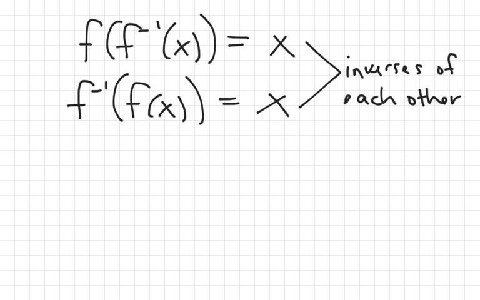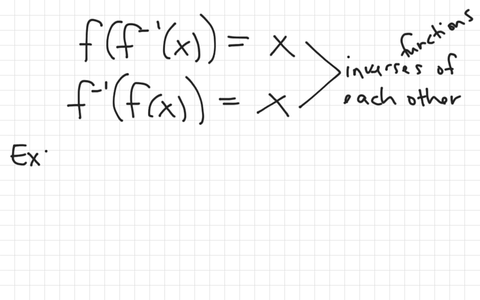They have to simplify to be x, not something else, not x plus 2, not 15, and it doesn't matter if when you simplify them they both have the same thing. They are only inverses of each other, inverse functions of one another, if the composition of functions in both directions is x.